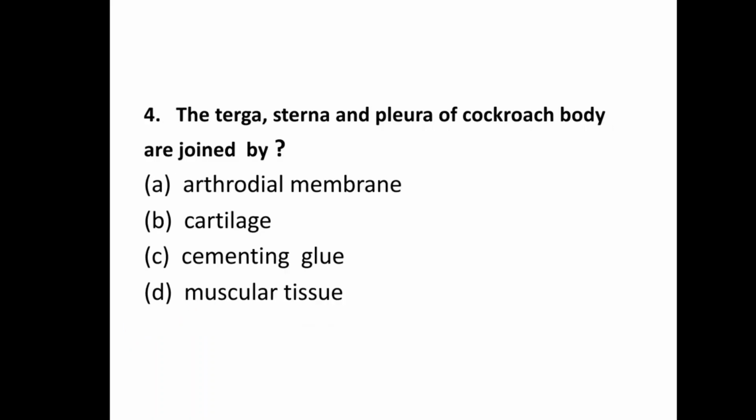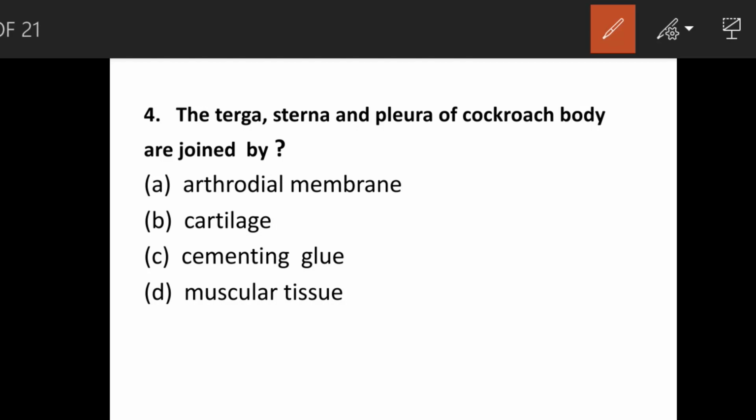Next question we have, the terga, sterna and pleura of cockroach body are joined by, options are arthrodial membrane, cartilage, cementing glue, muscular tissue. Students, comment your answer. So the right answer for this question is option A. Arthrodial membrane is a tough flexible cuticle that joins the skeletal elements of cockroach and other arthropods.